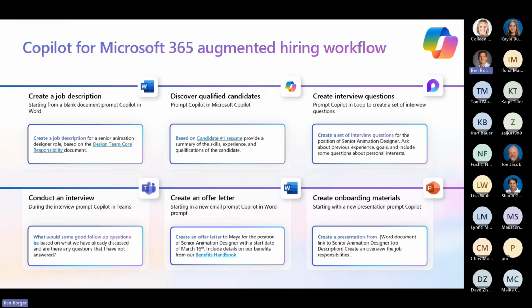Let's look at some of the prompts that can help make that happen. In Word, we can ask Copilot to create a job description and reference a document with those core responsibilities. We can then ask Copilot to search a candidate's resume and compare it to the job description. We can ask for a series of interview questions for that position and include some specific questions that we want to ask. We can ask Teams for some follow-up questions based on previous discussions, and then draft an offer letter in Copilot for Word, including the start date and referencing some details from the benefits handbook.